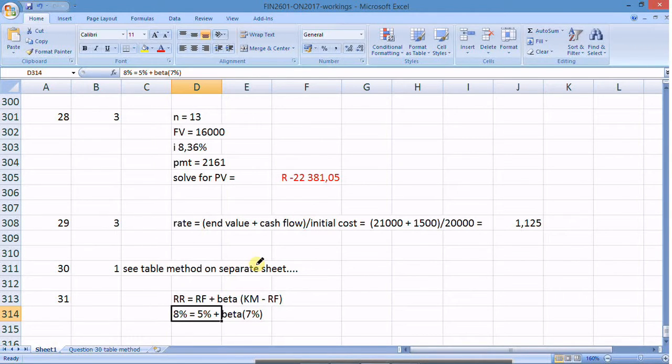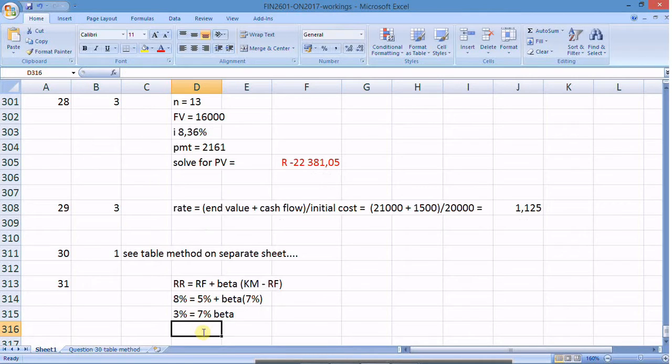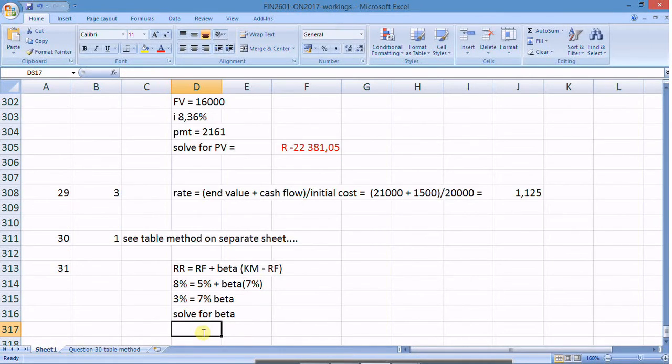Thanks. Okay, so that's fine. Let's work it out then. Take the 8, leave the 8, take the 5 across. So 8 minus 5 is 3, equals 7% beta. Okay, solve for beta. Right, so beta equals 3% divided by 7%.